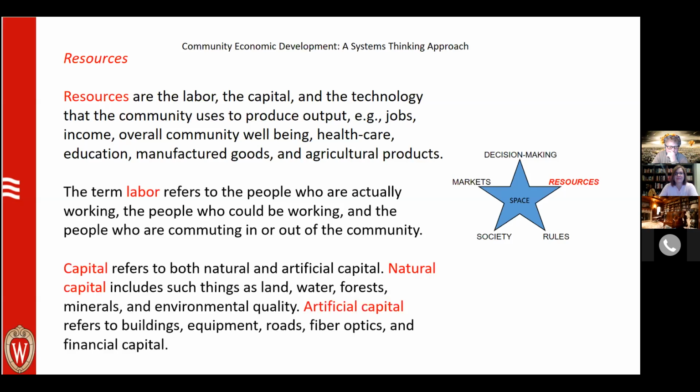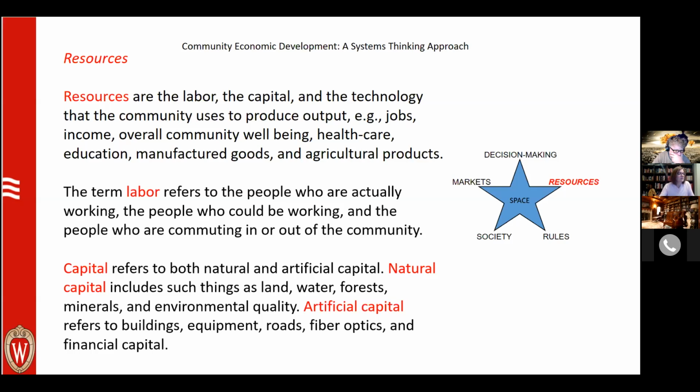Capital refers to a couple of different things here. One is natural capital, things such as land, water, forests, natural resources. Artificial capital refers to things like buildings, equipment, roads, fiber optics, broadband, things like that. So when we're thinking about capital, for example, how do we use capital?